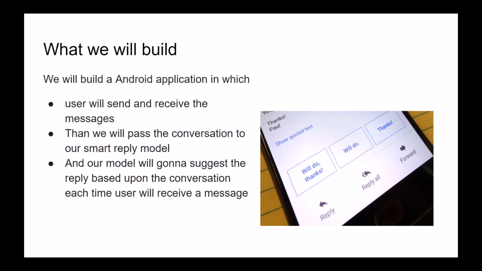So what are we going to build in this section? We will build an Android application in which the user will either send or receive messages. Then we will pass the conversation to our smart reply model, and our model will suggest a reply based upon the conversation each time the user receives a message. So whenever we receive a message, our model will generate a reply that will be relevant.